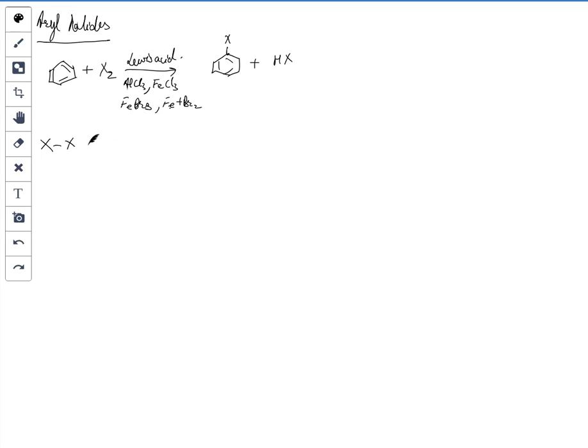Okay, so we have X2, and we have a Lewis acid, most often let's say AlCl3. This AlCl3 is going to attract the electron cloud of the halogen. The halogen is going to further attract the electron cloud of the other halogen. What we are going to get is X plus along with X AlCl3 with a minus charge. Now this X plus is an electrophile.